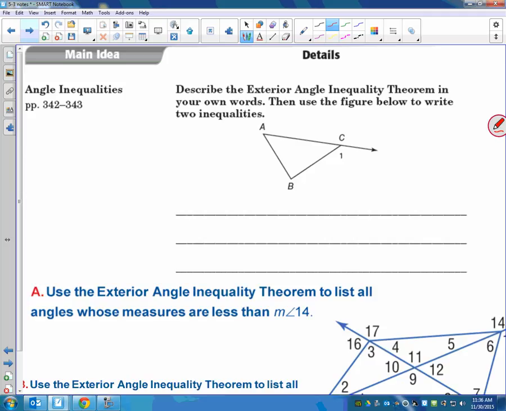Look on page 342. It should be at the top of the next page. The exterior angle inequality theorem. Read that. Look at it. And see if you can make this up. If you want to write it word for word, you can. But read it to yourself there. And see if you can make sense of what it's telling you.